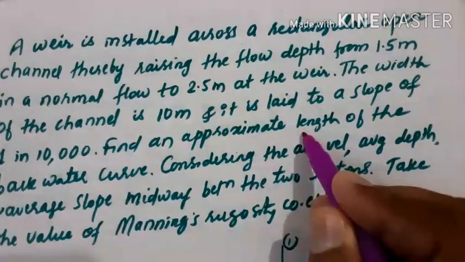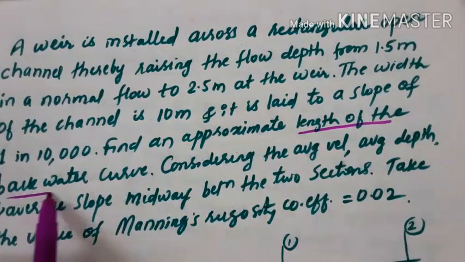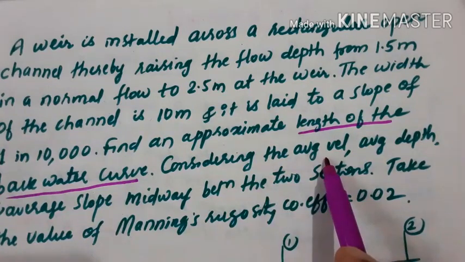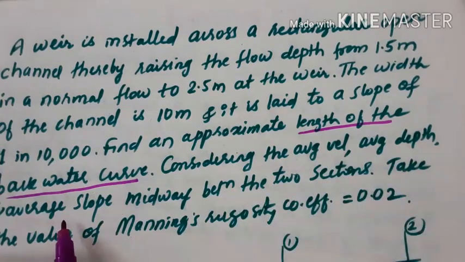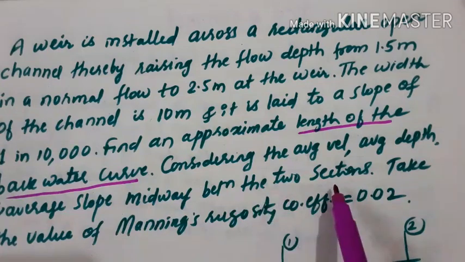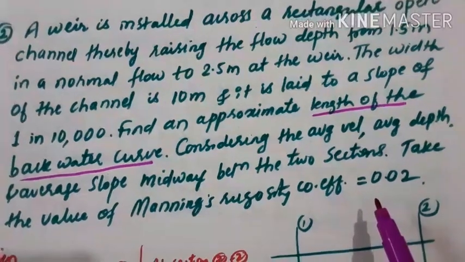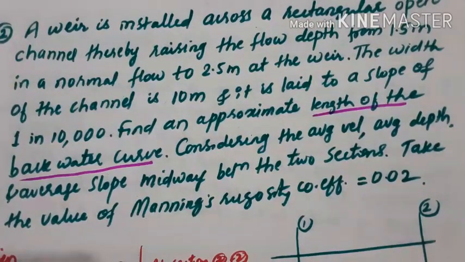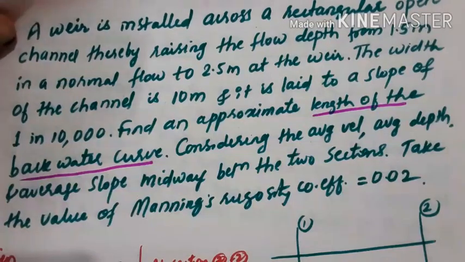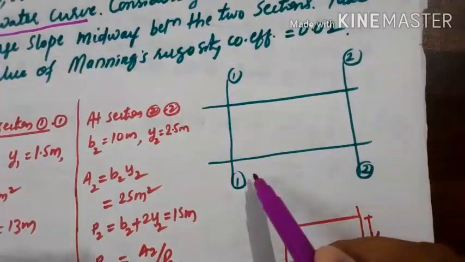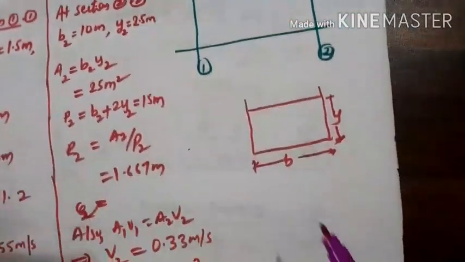Find an approximate length of the backwater curve considering the average velocity, average depth and average slope midway between the two sections. Take the value of Manning's rugosity coefficient as 0.02. So this is the problem given here and we need to calculate the length of the backwater curve. Okay, so let us consider the two sections, section 1-1 and 2-2.